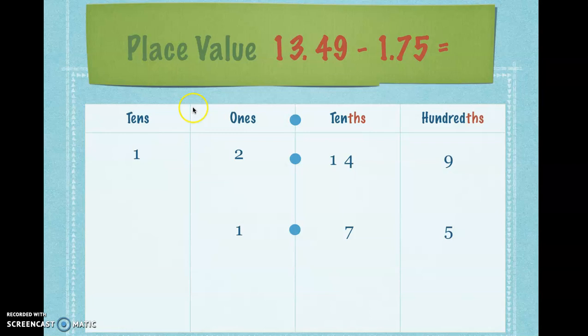The difference between 1 and 0 is 1. The difference between 2 and 1 is 1. Put my decimal point in. The difference between 14 and 7 is 7. And the difference between 9 and 5 is 4. So my answer would be 11.47.